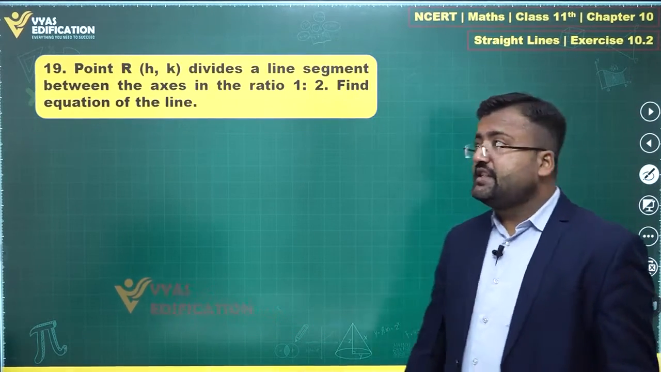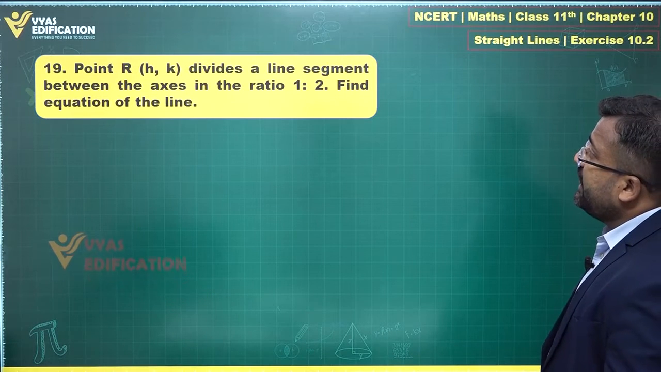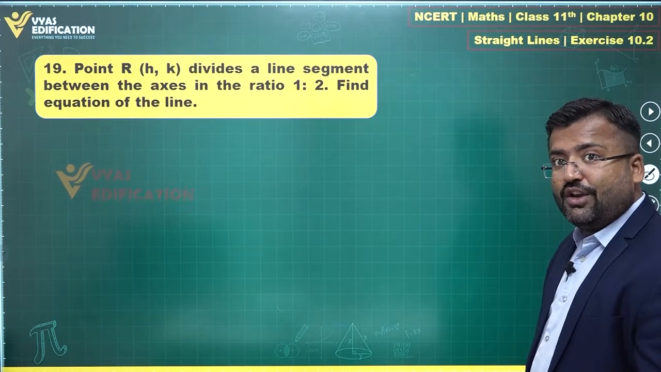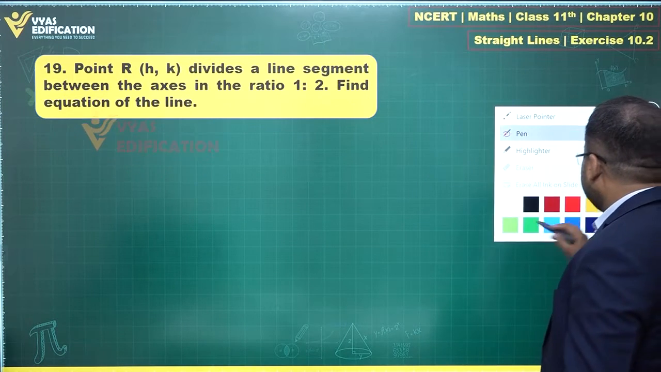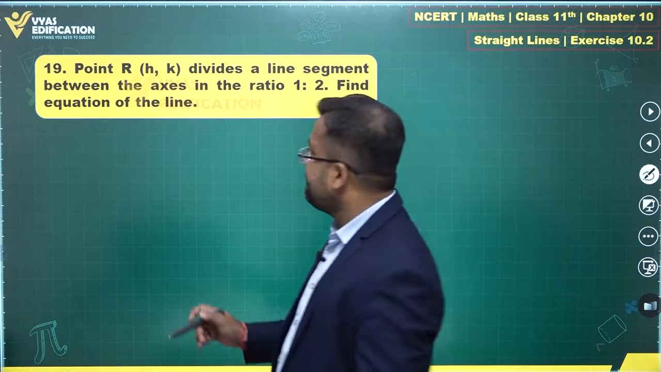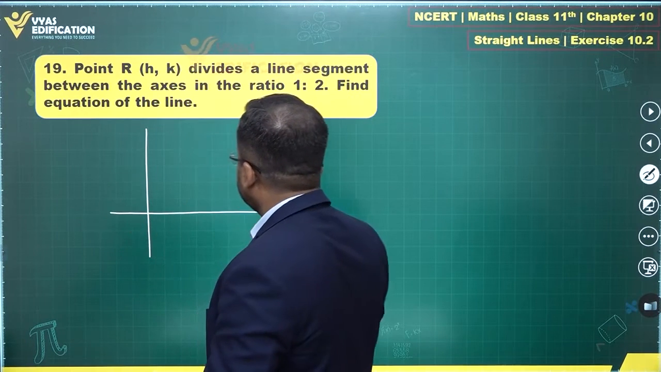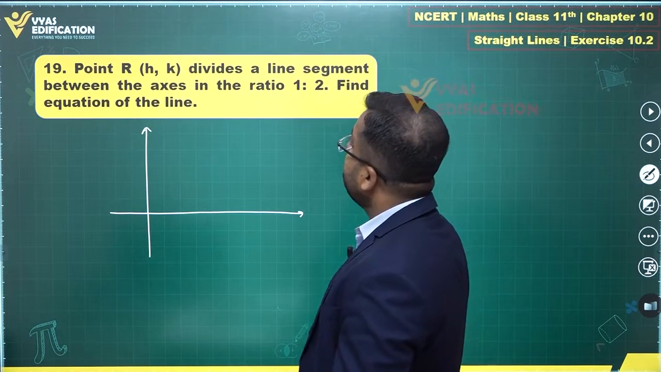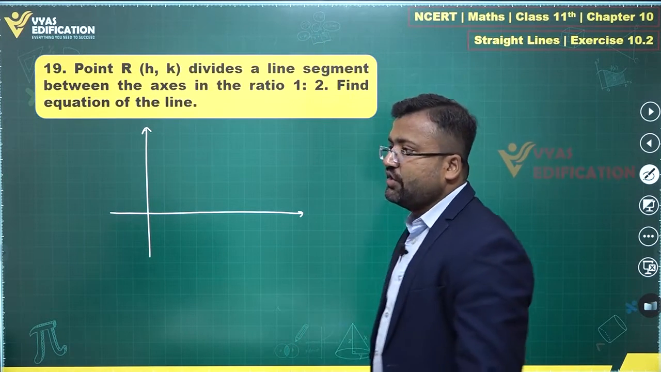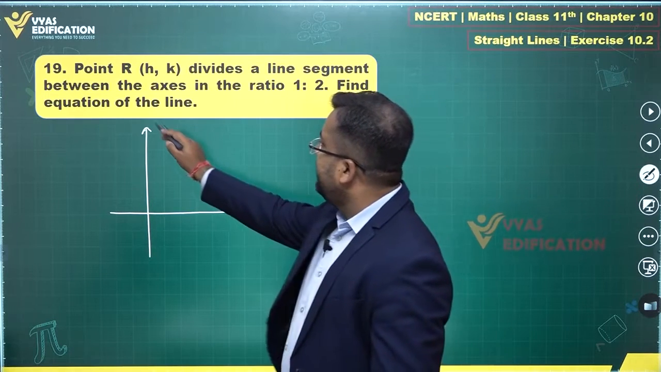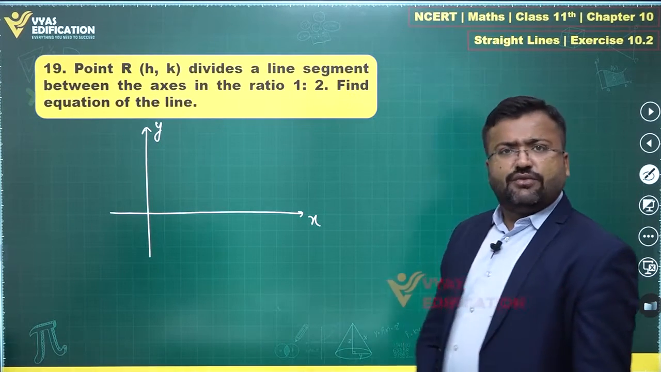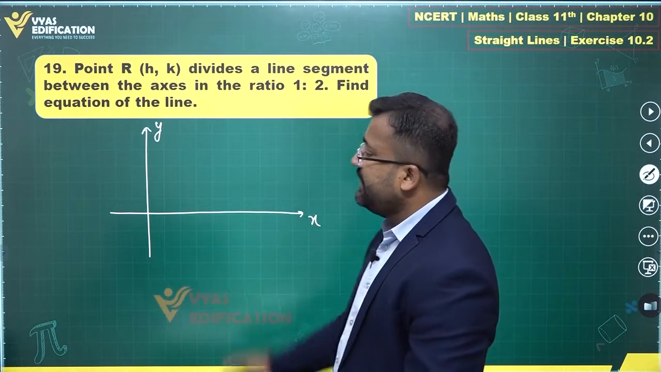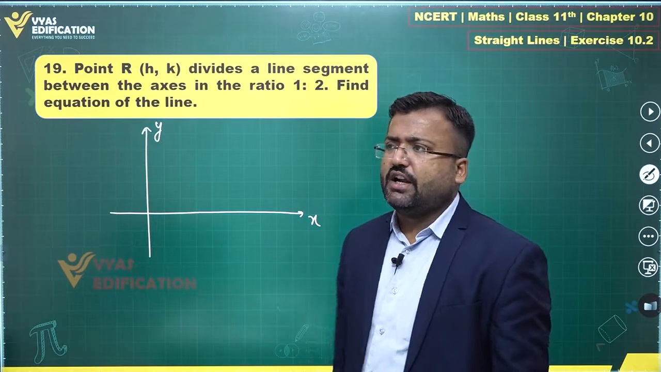The 19th question says point R (h, k) divides the line segment between the axes in the ratio 1:2. Okay, a similar question. We just mentioned that similar, simpler questions could be asked. And yes, a similar question has come in front of us. Divides the line segment between the axes. Okay. So without loss of generality, let's assume that point R lies in the first quadrant. It could lie in the second, third, fourth quadrant as well, but because it may lie in any quadrant for that matter, the equation will be the same.